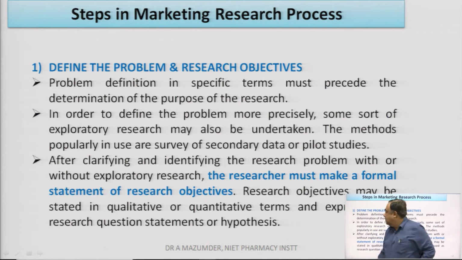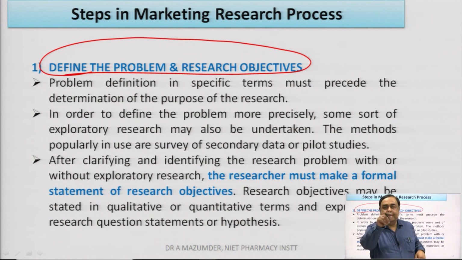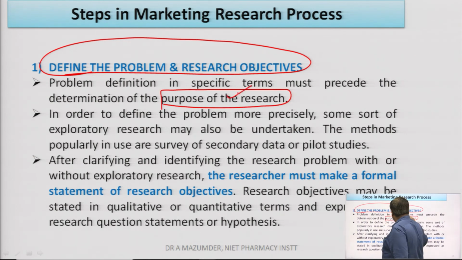The first step is you need to define the problem. The problem definition in specific terms must precede the determination of the purpose of research. So, depending on the purpose of research, you have to give a definition. Say, for example, when you are carrying out laboratory experiments, you write the aims of the experiment, right, exactly in the same way. It should say what the main goals of the research are. This is the main important function.